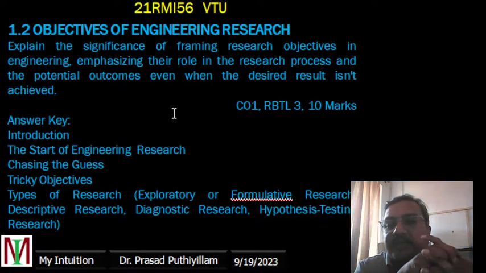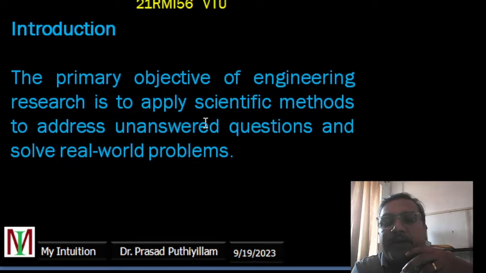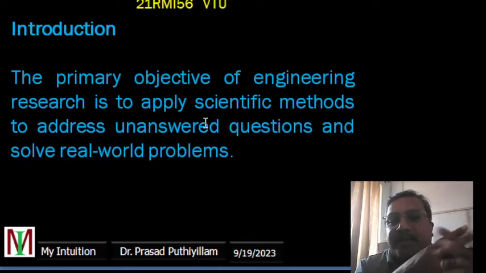The answer key: a small introduction about research objectives, the start of engineering research, a clear objective, and the types of research. Based on the objective, what are the possible types of research we are following. Okay, students, keep your notebook ready and write it down. As soon as it comes, you point it out or pause the video and note it down. I will be reading, and if I feel like explaining, I will explain. Otherwise, I'll just read and we'll go to the next slide.